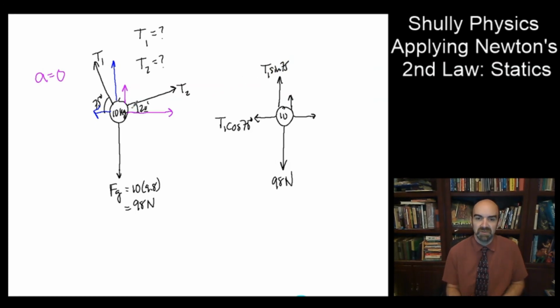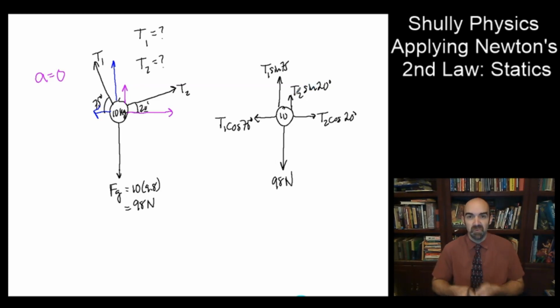We'll see that again over here. The 20-degree angle is adjacent to the bottom, the horizontal component of T2. So that's going to be T2 cos 20 degrees. And the up component would then be the sine component, T2 sine 20 degrees. Whoop, there it is. I've got all my forces in the y direction and the x direction, so I'm ready to move on to step 4, apply Newton's second law.